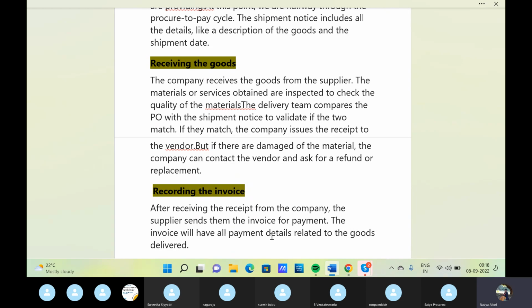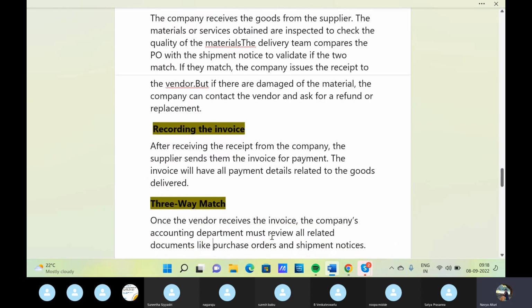After that, the company issues the invoice. After receiving the goods, the company will issue the invoice document and record it. After the product is delivered, the company issues the invoice, which goes to the supplier, and payment terms are also included in the invoice. The payment details are recorded when the buyer delivers the product.